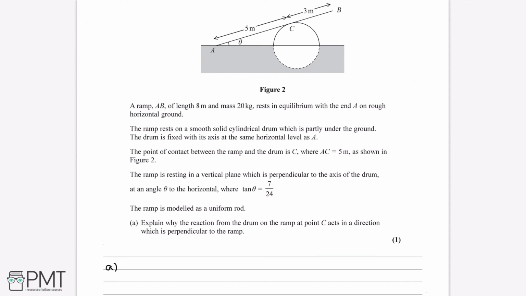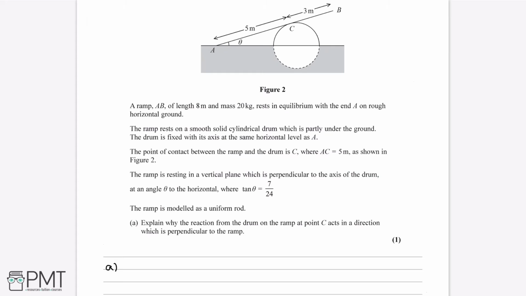A ramp AB of length 8 metres and mass 20 kilograms rests in equilibrium with the end A on rough horizontal ground. The ramp rests on a smooth, solid cylindrical drum, which is partly under the ground. The drum is fixed with its axis at the same horizontal level as A. The point of contact between the ramp and the drum is C, where AC is equal to 5 metres, as shown in Figure 2. The ramp is resting in a vertical plane, which is perpendicular to the axis of the drum, at an angle theta to the horizontal, where tan theta is equal to 7/24. The ramp is modelled as a uniform rod.